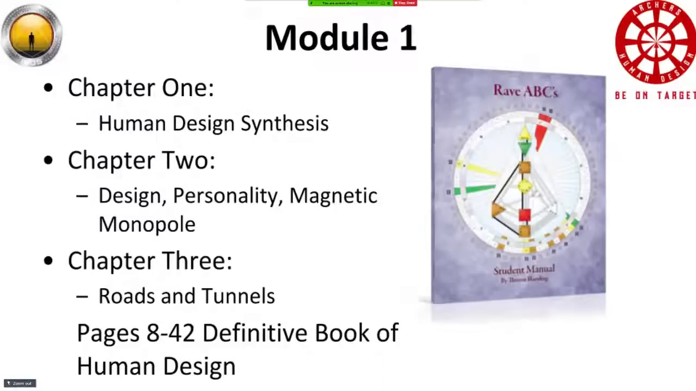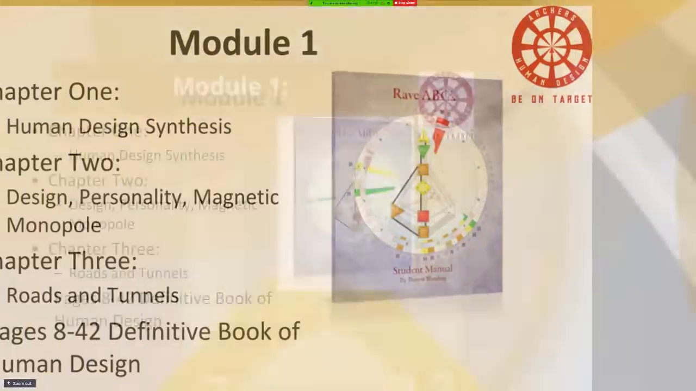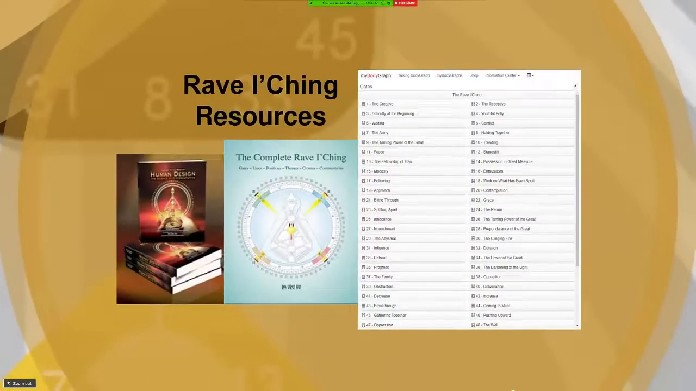If you want to prepare for class, I do recommend that you touch base with the material in between class and do some reading. There's also the Rave I Ching resources, because a lot of people are like, oh, well, what does this gate mean? And what does this line mean? And that's one of the reasons why we ask you to have a foundation reading before you come to this class, so that you're not constantly curious about, well, what does this mean? And what does that mean? Because that's what a foundation analysis should tell you a bit about.